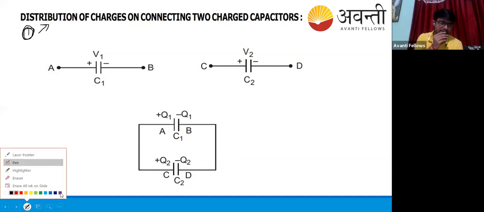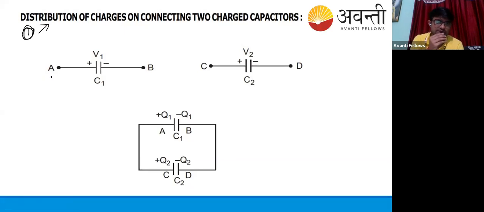Let me use this blue color. See students, suppose I take this thing. This sign is basically a capacitor. In electronic circuit theory, we represent a capacitor like this: two parallel lines which have the same length.